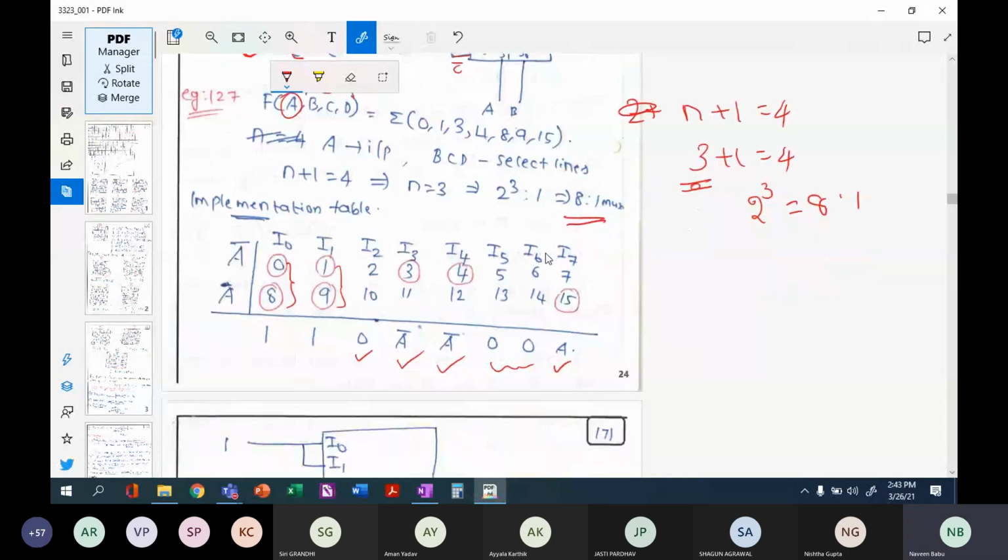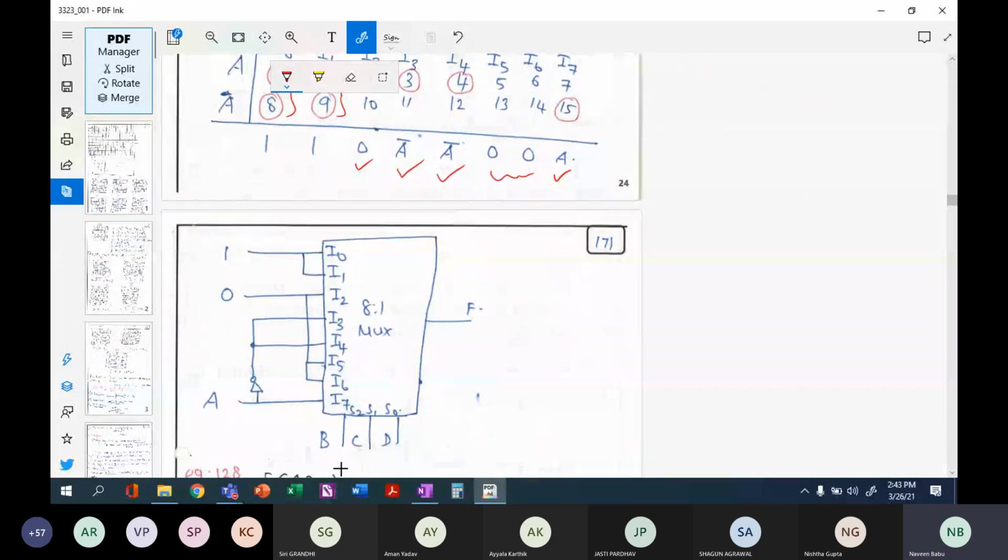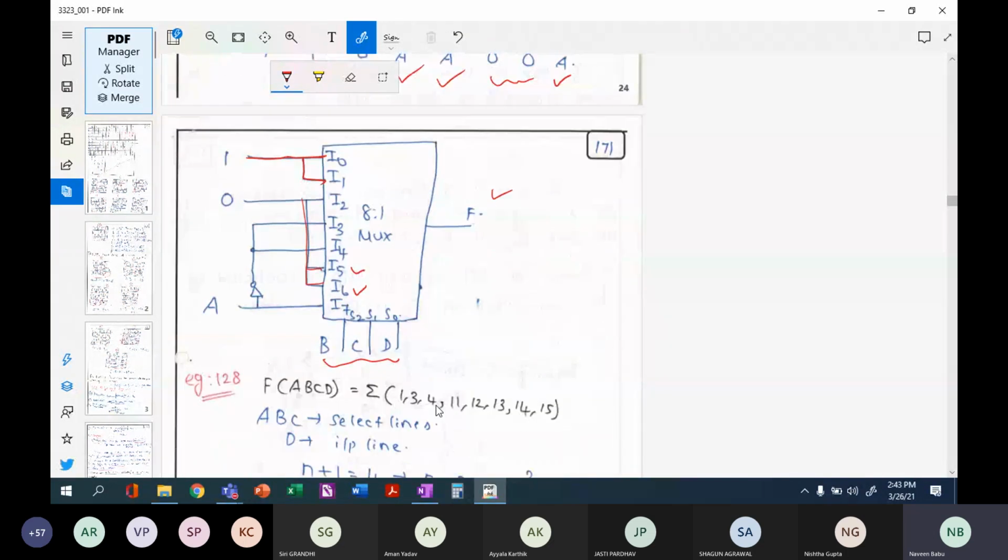Now, how do you implement? Please note you are going to use an 8 cross 1 multiplexer. In the 8 cross 1 multiplexer, my select lines are going to be B, C, D. So I0 and I1 have got 1. I2 has got 0, and I5 and I6 also have zeros. I3 and I4 have got A bar, so A bar has been connected to I3 and I4, and I7 has got A. So this is the simple implementation of a Boolean expression using an 8 cross 1 multiplexer.